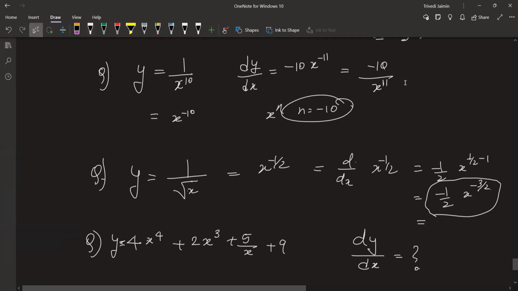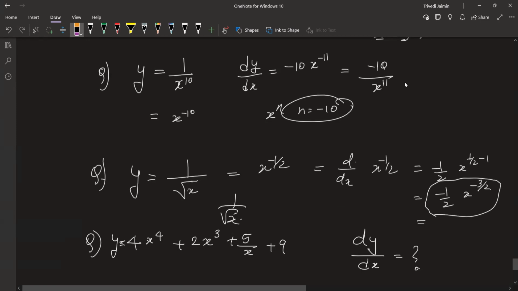Can anyone try? What do you mean? As in? There would be? Sir, can you repeat the question? Okay, we got the answer as minus 1 by 2 x to the power minus 3 by 2, right? I want the answer in the form of the question, like how we have 1 by root x. I want a similar way.